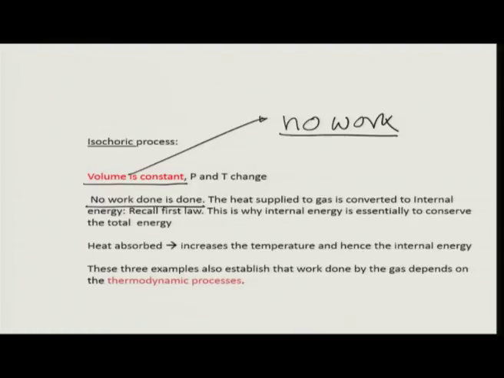Neither am I doing any work on the system, nor is the system doing any work on the rest of the universe. So, volume is kept constant, so work done must be equal to 0. It is integral PdV, I again remind you, and this dV is 0. If dV is equal to 0, no net work done. Okay. So, the heat supplied to the gas is converted to internal energy.